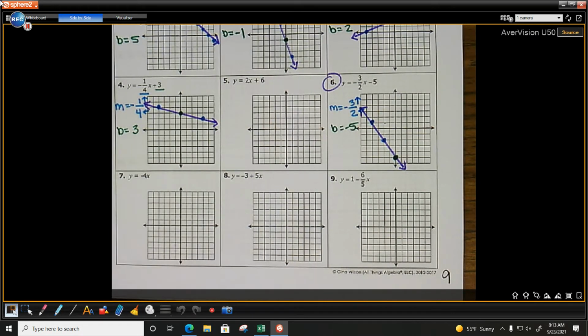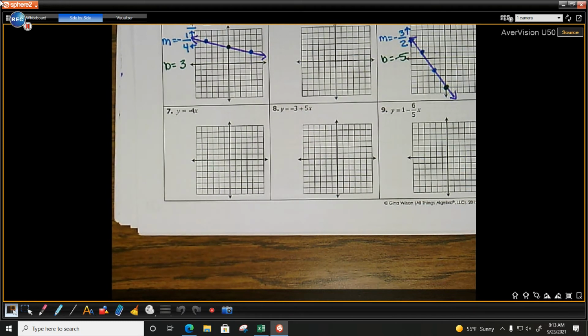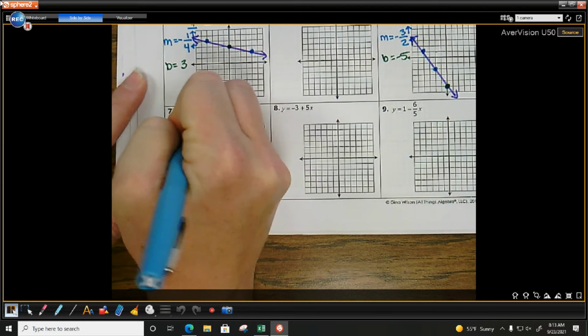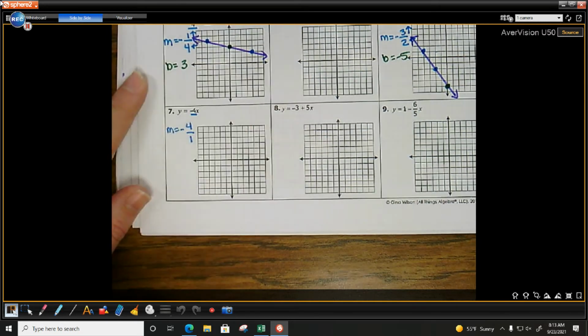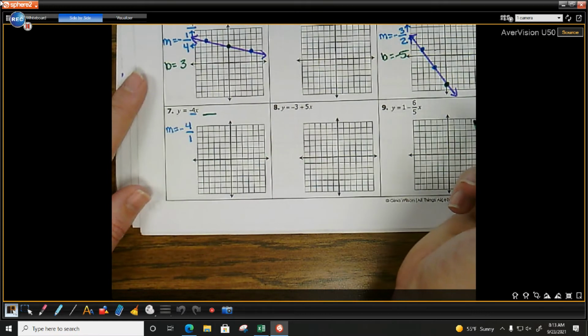How do we feel? Okay-ish? Okay, let's look at number 7. Number 7 looks slightly different. What's my m? Negative 4. So I'm going to write it as negative 4 over 1. Do I have a plus number out here to the side? No, so what's my b?